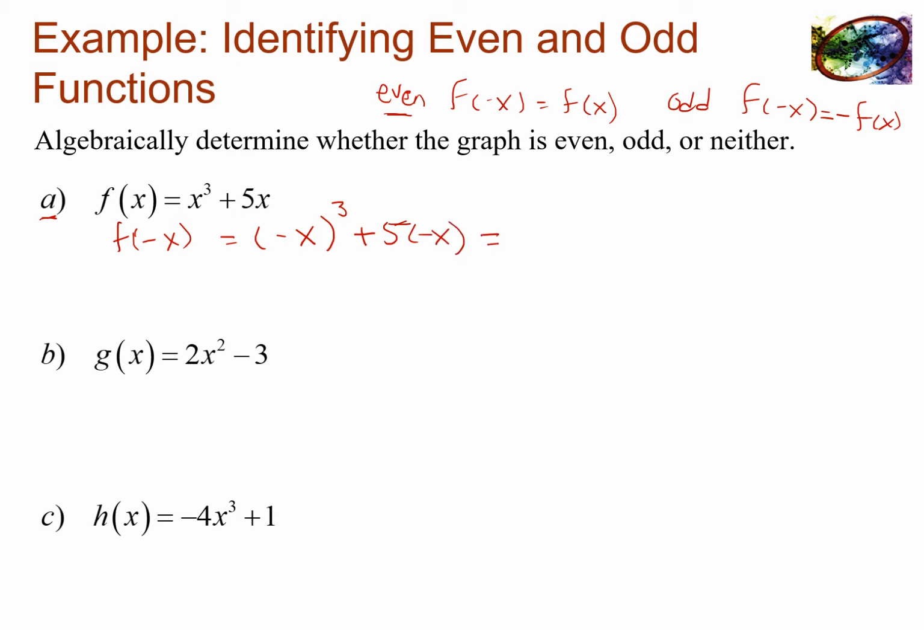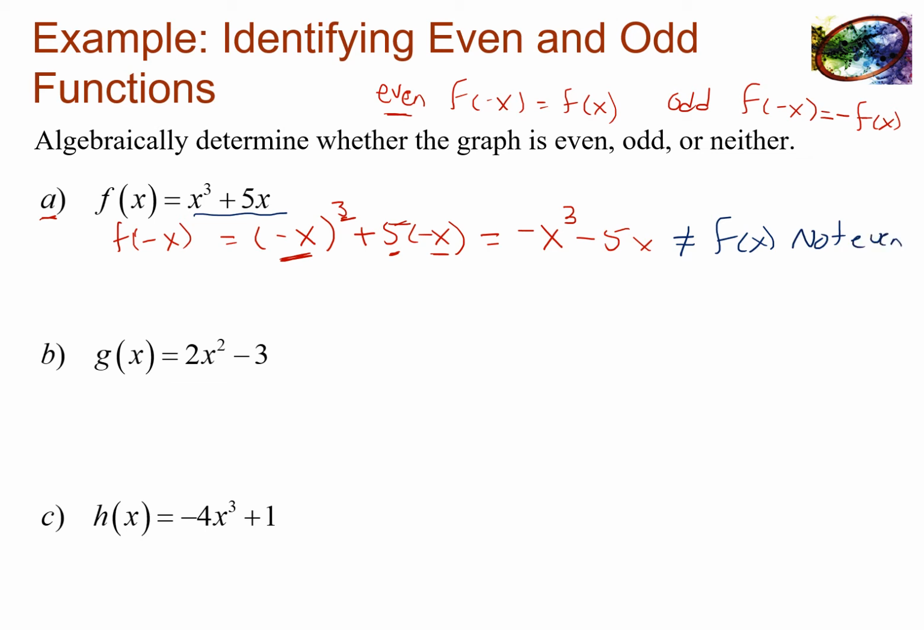So when we have opposite of x raised to an odd power, that is going to stay negative. A negative opposite value raised to an odd power is going to be opposite of x to the third, and then 5 times an opposite of x is minus 5x. Okay, so when you're done cleaning that up, you want to look back at your original equation. This does not equal f of x. Therefore, it is not even.